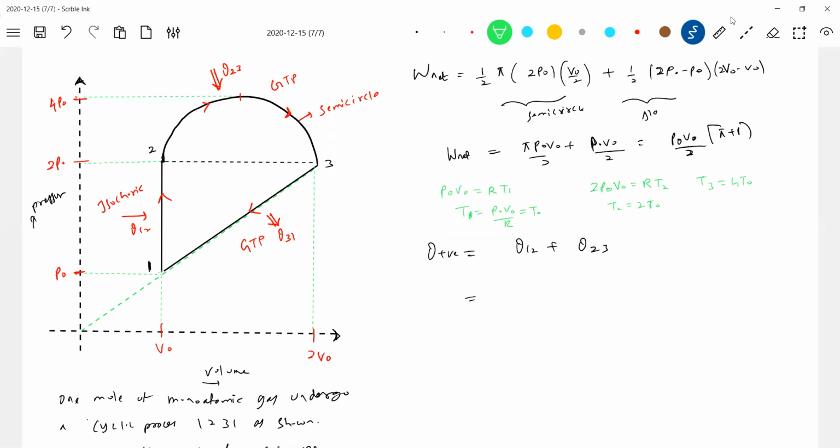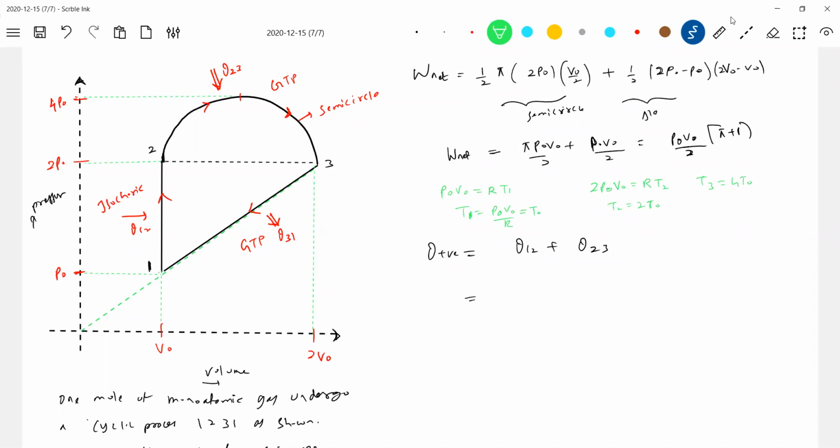Please, in exams, you can't write so many equations directly. Like a rough diagram, you should write data: T1 is T naught, T2 is 2 T naught. What do you mean by T naught, P naught V naught by R? Because this will help us to write equations. Because most of the things we express in terms of temperature.